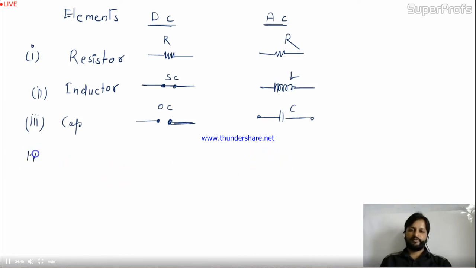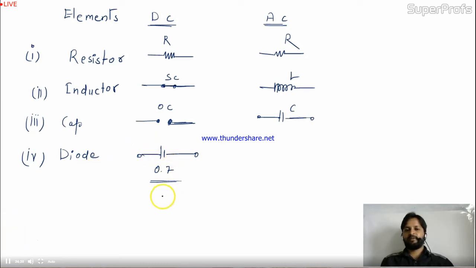Now we have introduced the diode also, so we'll consider the diode also. Okay. For the DC, the diode will act like this: one battery, barrier potential battery 0.7. If you apply a DC input to the diode, the equivalent circuit is a 0.7 voltage drop. If you're applying DC to the diode, the diode will act like this. What if you apply AC to the diode? If you apply AC to the diode, the diode will work like a resistor.